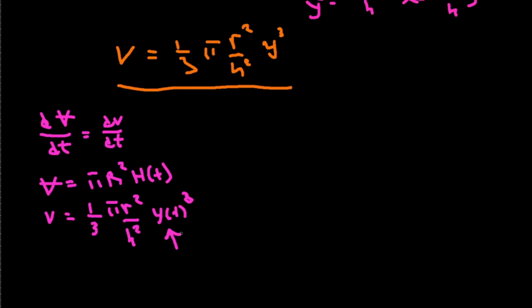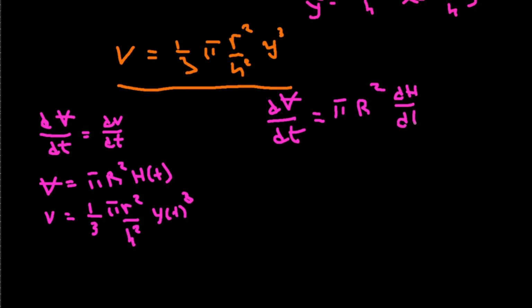This is y as a function of t cubed. And let's solve for the derivatives of each respective volume: the submerged part of the cone, and also the volume of the fluid in the cylinder. So the rate of change of the volume in the cylinder is equal to pi R squared dH dt, and that's because the radius stays constant and the only thing that's changing is the height of the fluid in the cylinder.